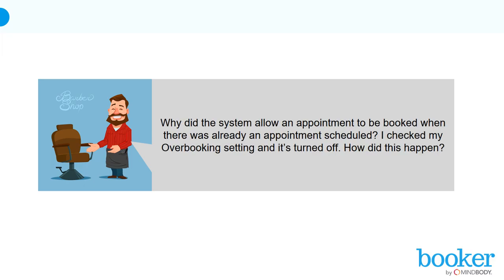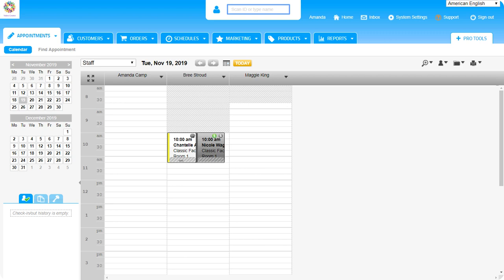Why did the system allow an appointment to be booked when there was already an appointment scheduled? I checked my overbooking setting and it's turned off. How did this happen? Our customer here has already checked the resource setting and saw that everything's correct. So let's figure out what happened.